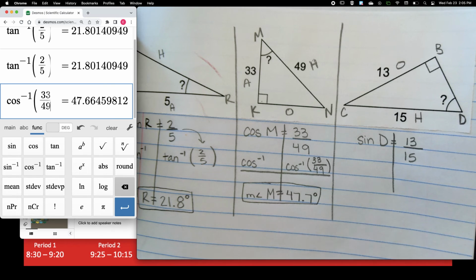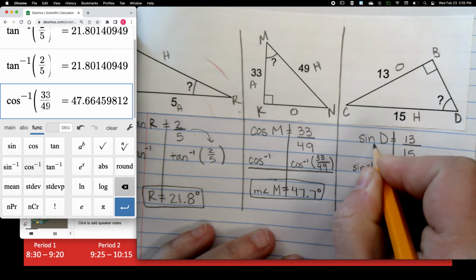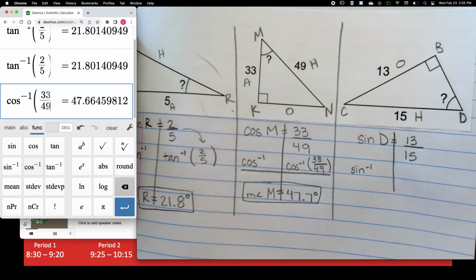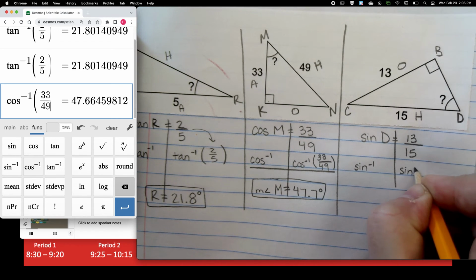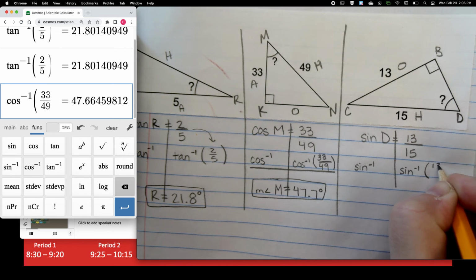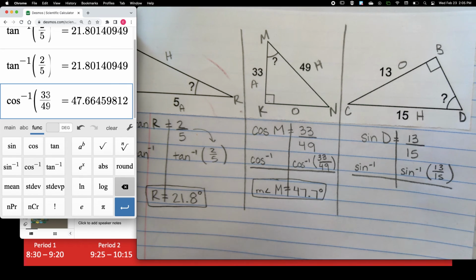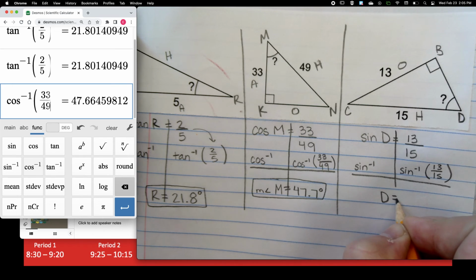How do we get rid of sine? Sine inverse. Good. It's that sine with that -1. It just tells us we're going to get rid of that sine. It's now gone. But if I do it on one side, we have to do it on the other side. Good. So on the left side, that sine is gone. I'm left just with D equals.